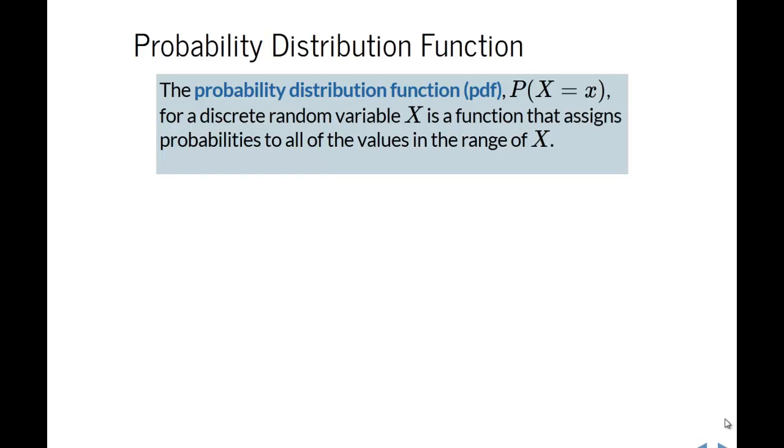We can do a better job of organizing and displaying all of this information. The probability that the random variable, capital X, equals the value, little x, is called the probability distribution function, or PDF. Since little x can take on various values, the probability of X equals little x is a function whose input is the value of little x and whose output is the probability. In other words, the PDF assigns probabilities to all of the values in the range of the random variable. Again, an example is helpful here.